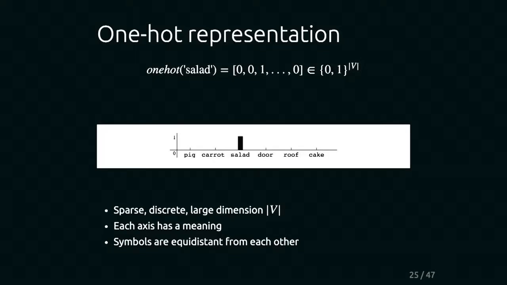Each axis has a meaning a priori, which is good because it's easy to interpret, but it's bad because it means that the distance between two vectors taken at random is always the same, whatever the meaning of the symbols that have been represented that way. It means that, for instance, the distance between the vector that represents salad and the vector that represents carrot is the same as the distance between salad and cake or roof or pig or whatever. Which is a problem because it doesn't really capture the meaning of the concept.